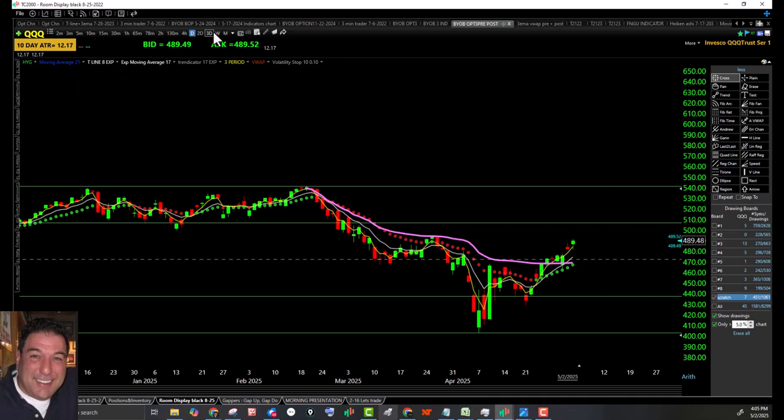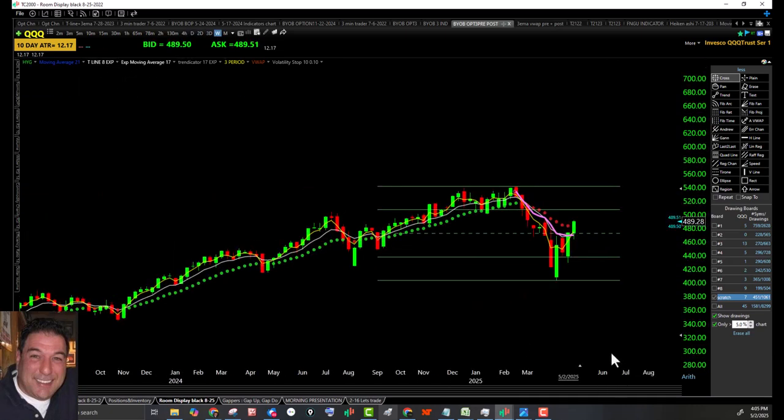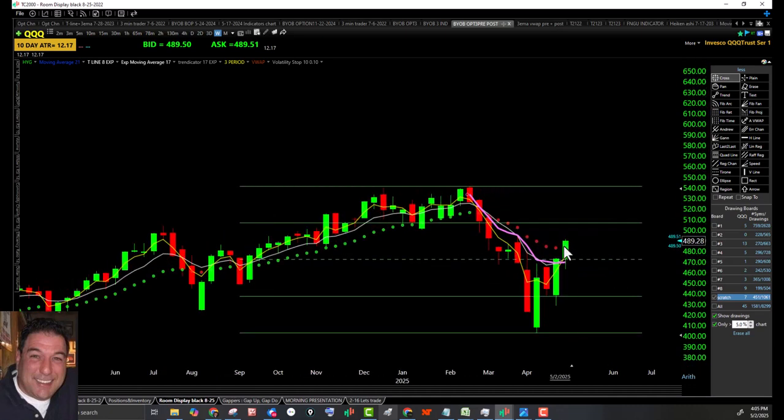Okay, on the weekly chart for QQQ, same deal. All right, still in a downtrend, because they took out that low and that low and that low. Oh, and that low right there. See how they made a lower low? So now we got to make a higher high.